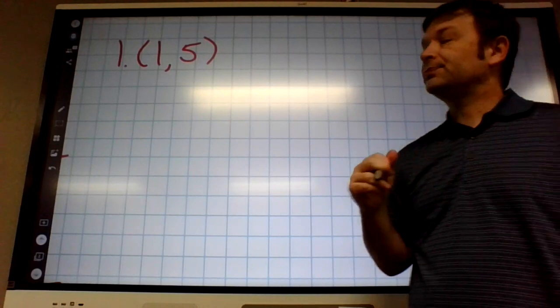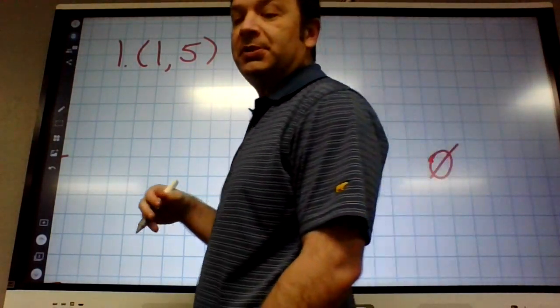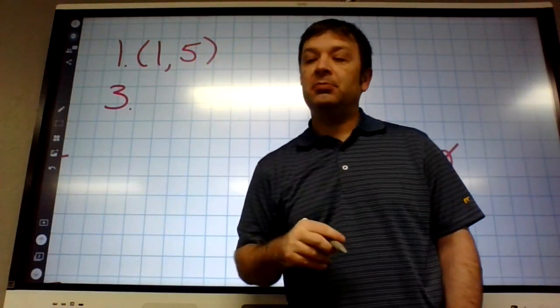What does it mean if the solution is a line? Oh, that's the infinite solutions thing. Okay, number 3, Brooke.